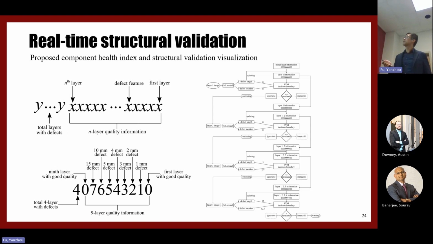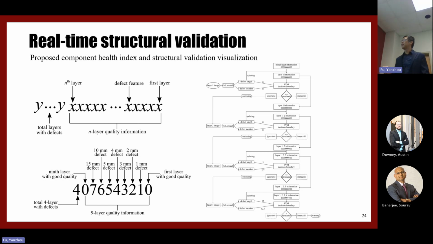In the printing process, layer 1 goes to the machine learning model, and the model outputs that there is no defect here. So the component health index still stays as 0, and then it goes to the second layer, and still there is no defect happening here, and it goes to layer 3.